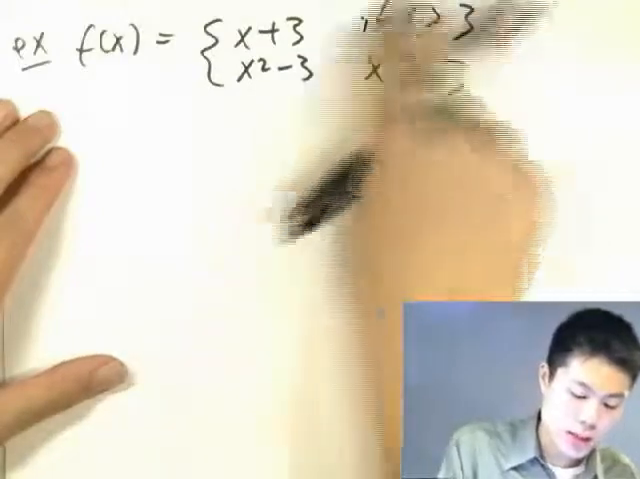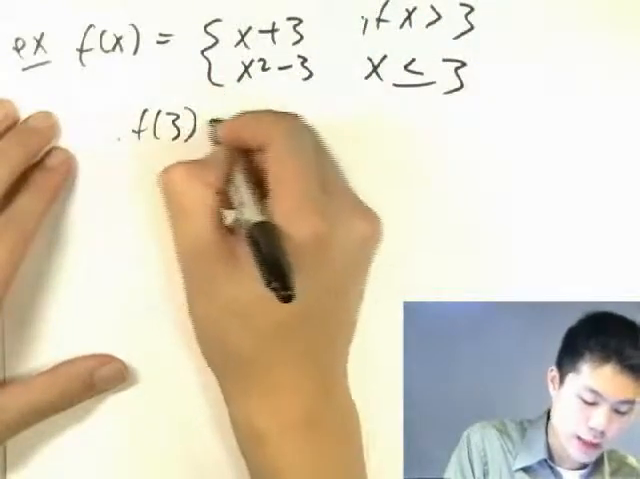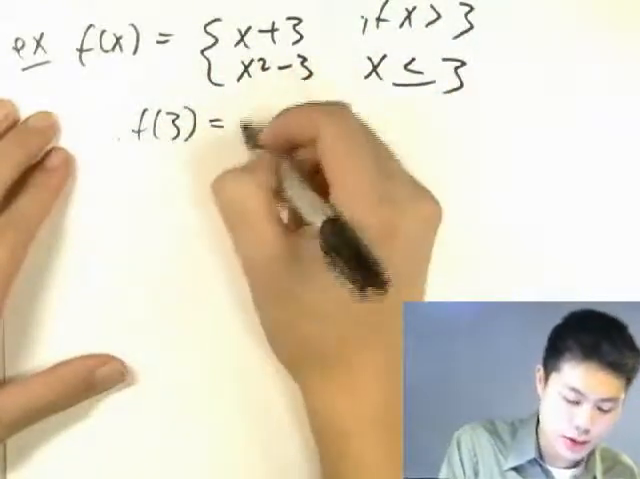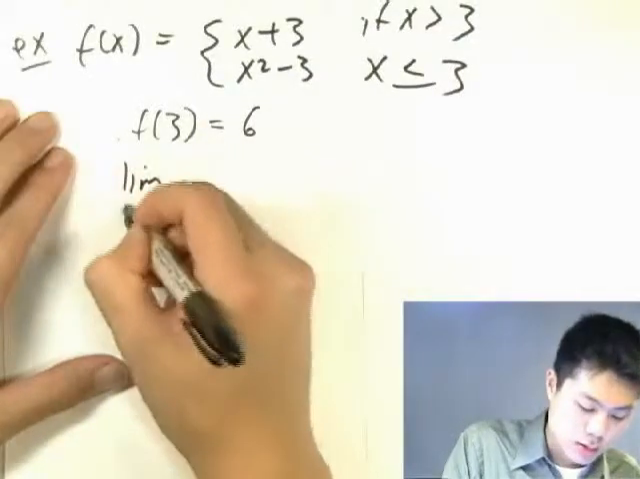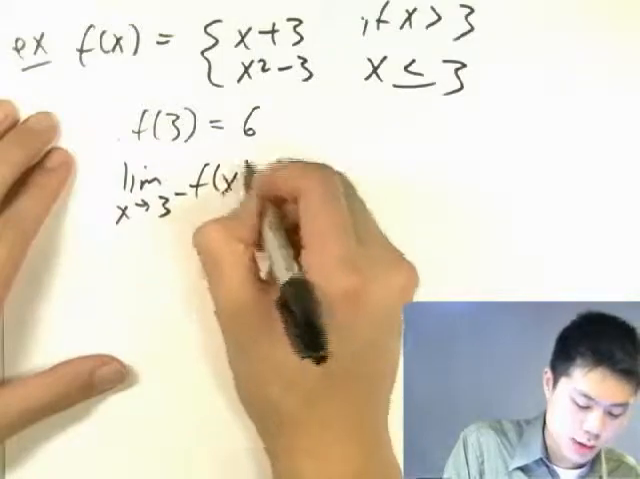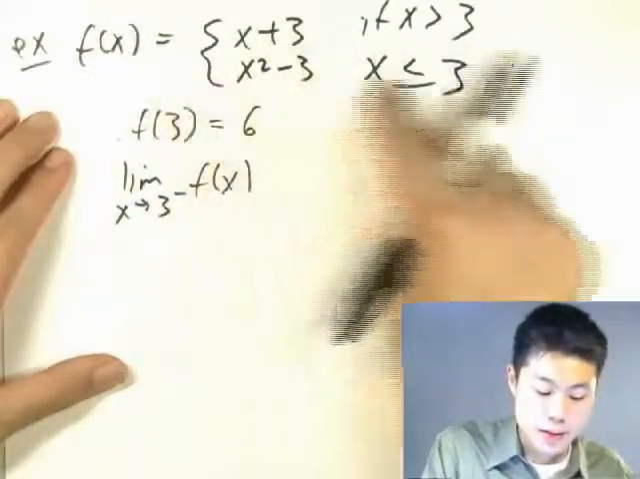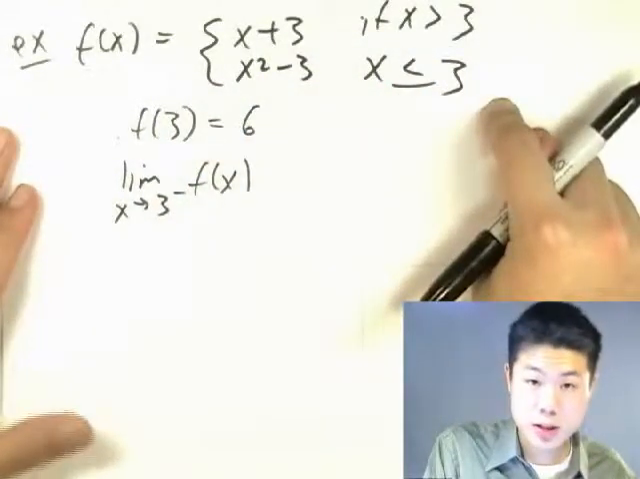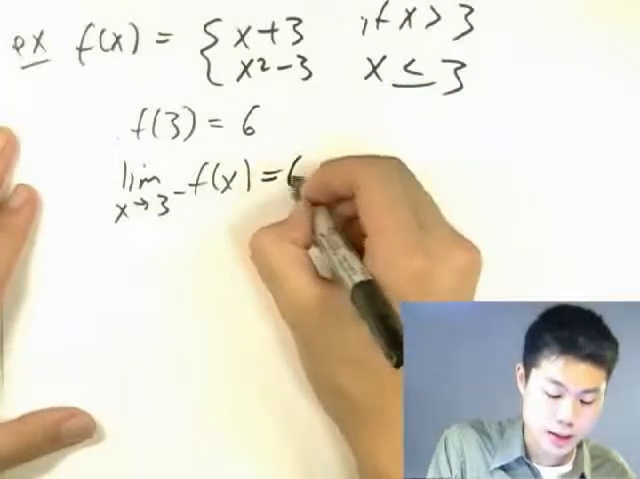So let's do this test again. F of 3 is equal to 9 minus 3 equals 6. So does this limit exist? So let's first do a left-hand limit. The left-hand limit is going to be simply a direct substitution. 9 minus 3 equals 6.